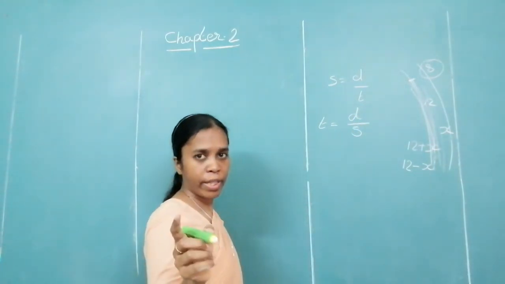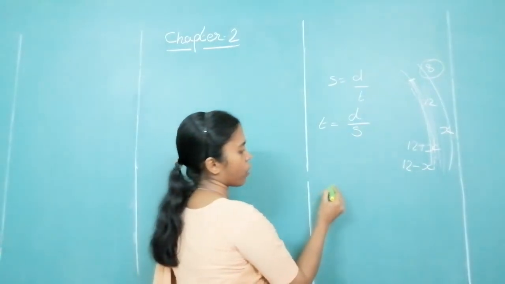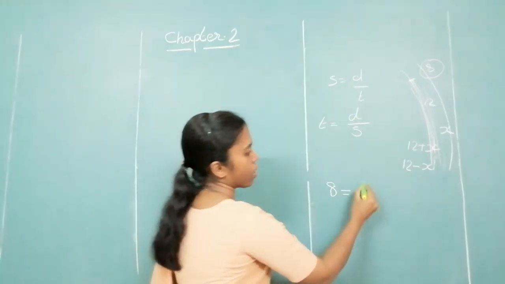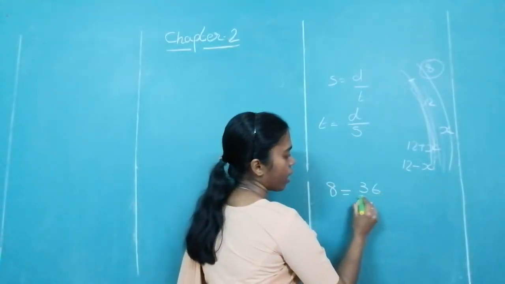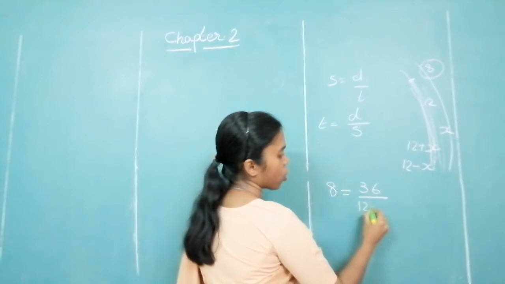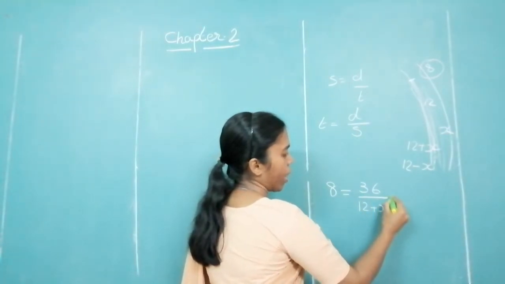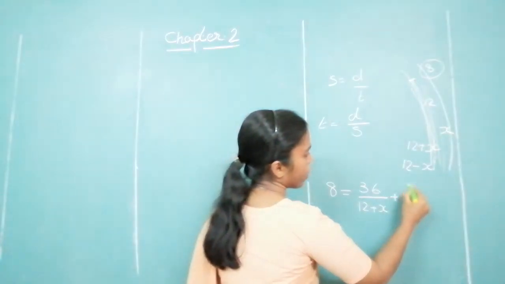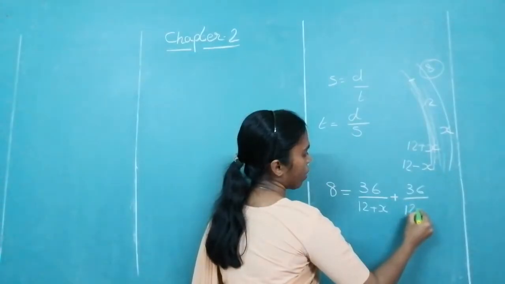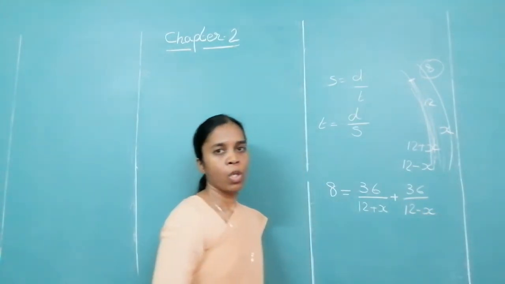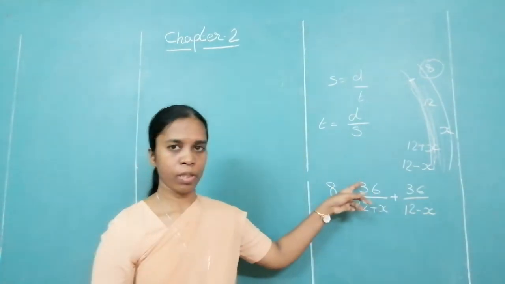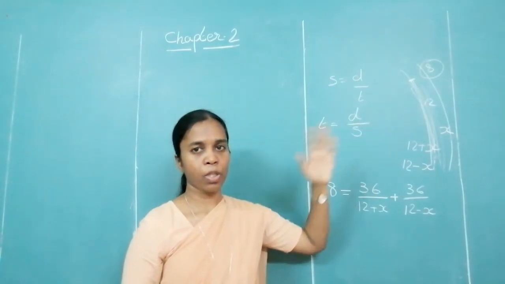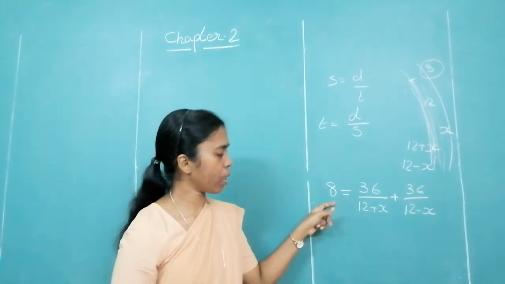Now according to the given condition, how long has he taken to reach over there? 8 hours. What is the distance? 36 kilometers. Downstream it is 12 plus x, and upstream you have 36 upon 12 minus x. Altogether it is 36 kilometers. He has taken 8 hours to come downstream and to go upstream.